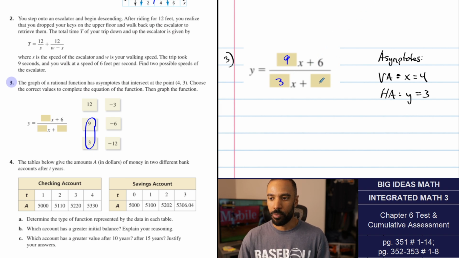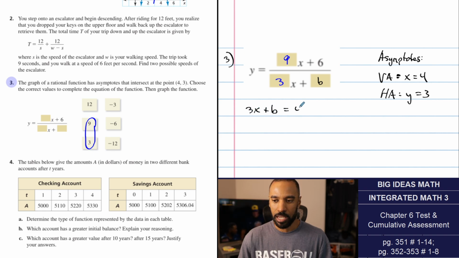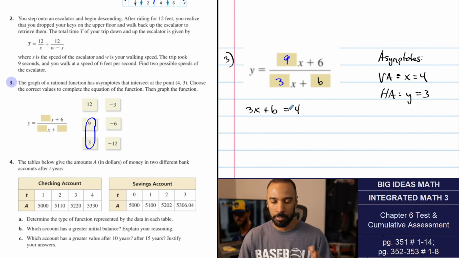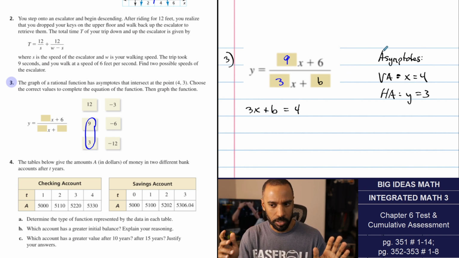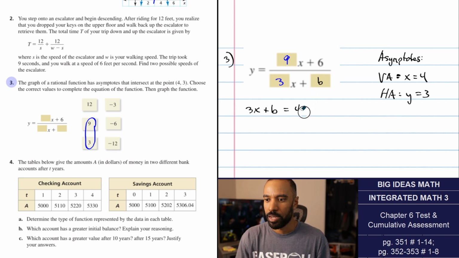Now we need to figure out, I'll just call this b. I need to make 3x plus b equal 4 because I need this to be the value for which you end up dividing by 4. So I have to solve for b. Wait, based on x equals 4. Hold on. What am I thinking of here? What do I need to do? I'm sorry, I need this to equal, not 4, this equals 0 based on that being 3.